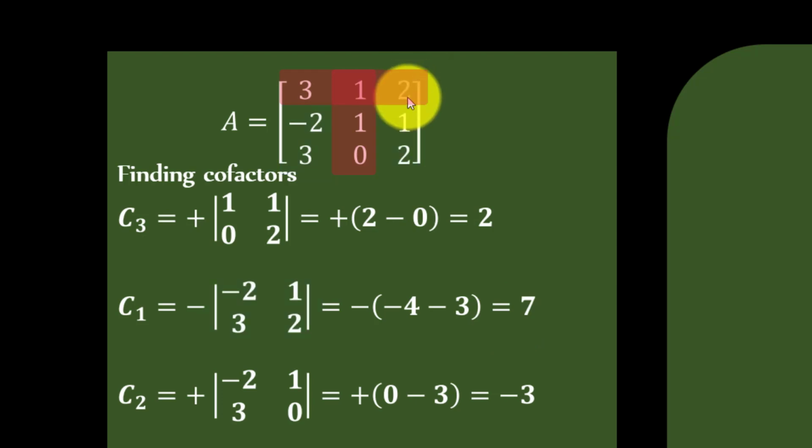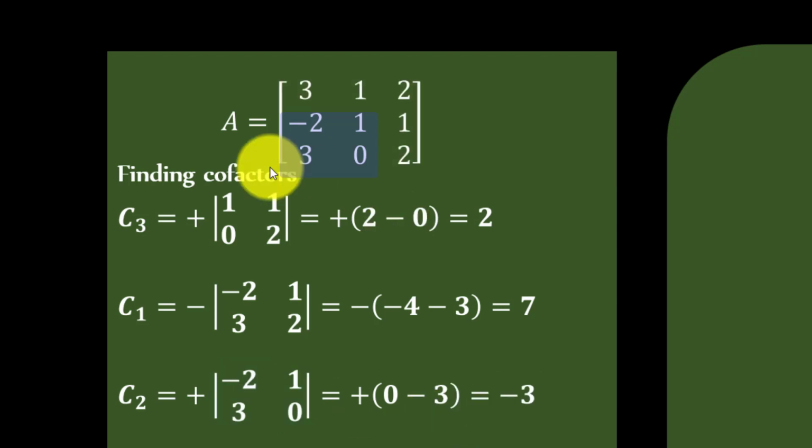Similarly, the cofactor of the element 2: by deleting the corresponding column and corresponding row, you get the remaining 4 elements, that is minus 2, 1 and 3, 0. The previous one was minus, so here you have to take plus. That is the product of principal elements minus the product of the secondary elements, 0 minus 3, that is equal to minus 3.